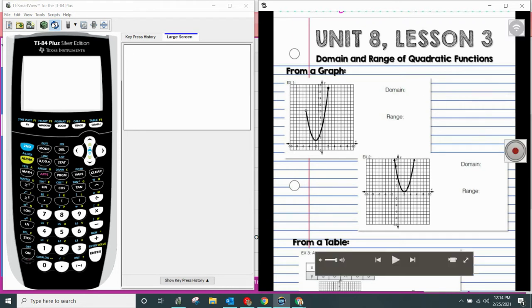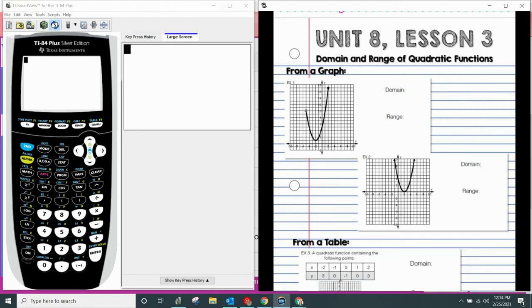So domain and range. We have talked about domain and range of quadratics and linears, and we've looked at other functions too, exponentials, which we'll talk about in Unit 9. So this really is more of a review. So what do we need to know about domain and range?